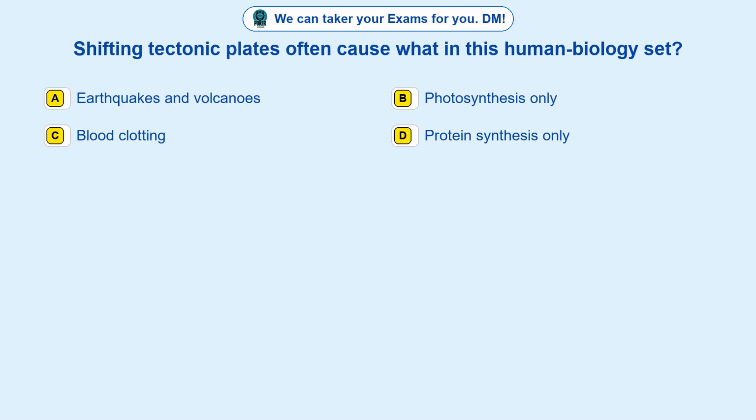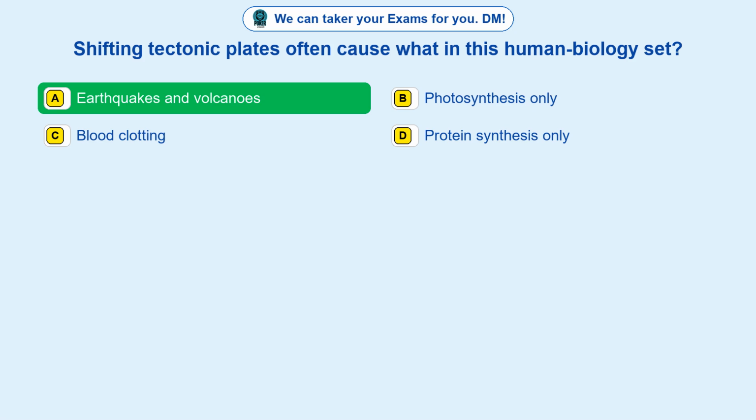Question 83. Shifting tectonic plates often cause what in this human biology set? Option A, earthquakes and volcanoes. Option B, photosynthesis only. Option C, blood clotting. Option D, protein synthesis only. The correct answer is option A, earthquakes and volcanoes.